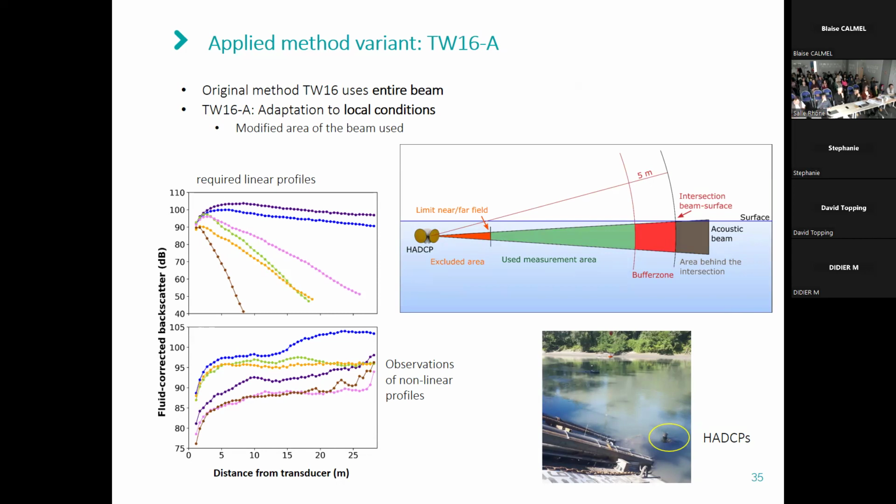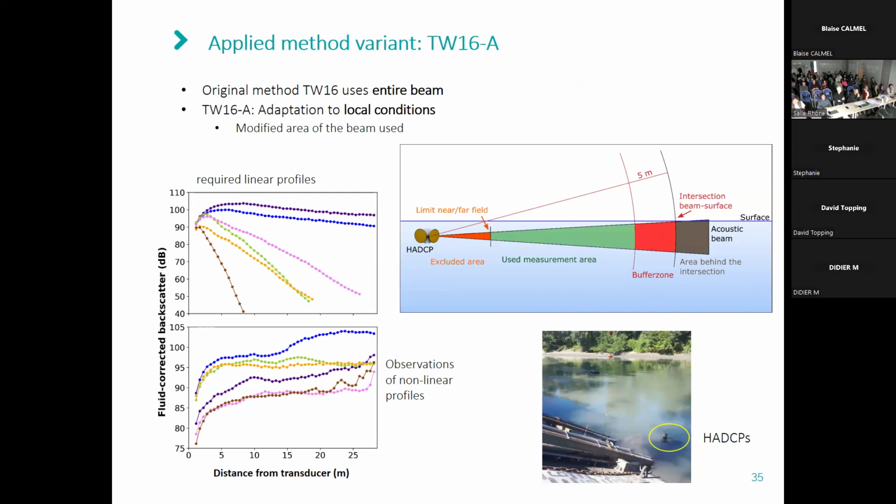And to work on the distant part, we should just imagine that the water stage is changing depending on discharge. So the beam may possibly intersect the river surface, or the HADCPs may even be outside of the water. So we do not want to use the measurements that are behind the intersection of the beam and the surface. So I applied a buffer zone of 5 meters to also avoid any interferences with the river surface.